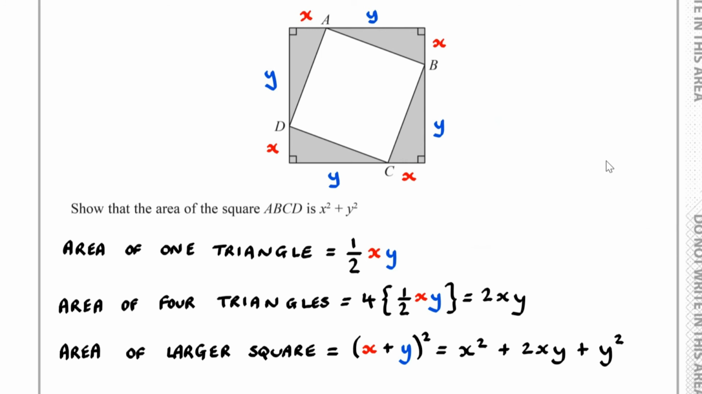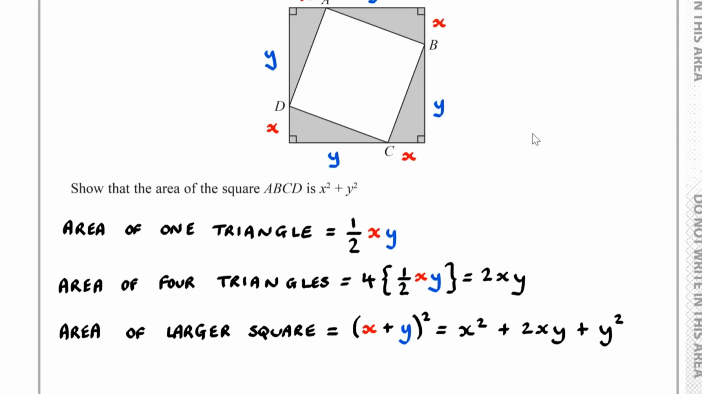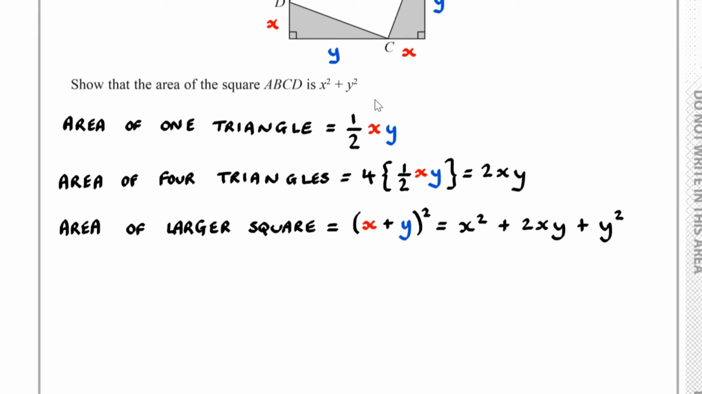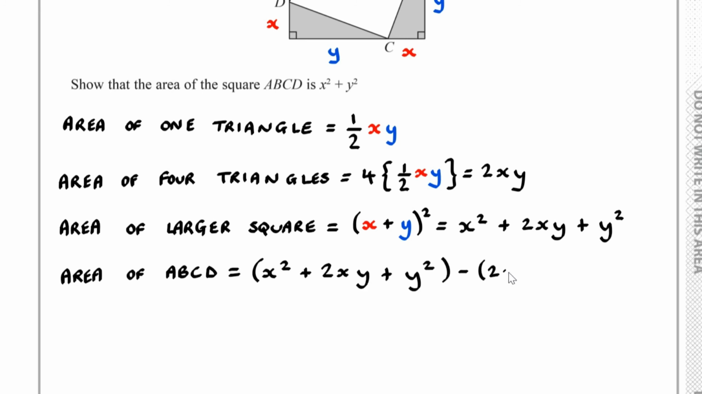So this is the area of the largest square. To find the area of the square ABCD, I need to take the largest square and subtract 4 of those triangles. So for the area of the square ABCD, I've got x squared plus 2xy plus y squared, subtract 2xy, and it turns out we get x squared plus y squared, and that's exactly what I wanted to show.